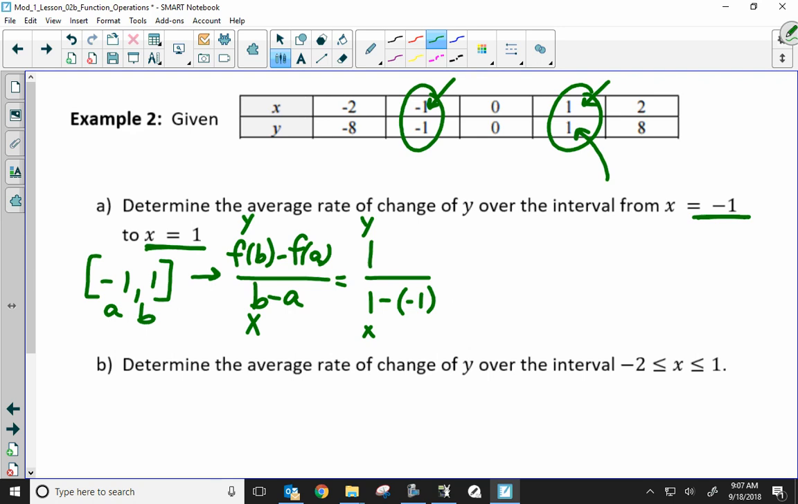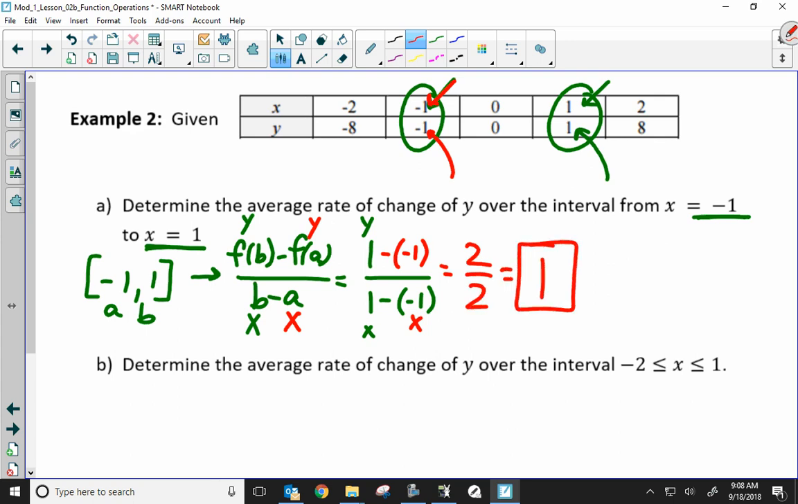1. All right? And again, when my x is A, what's my y value for that? So when x is negative 1, what's my y value? Minus a negative 1. Well, that's 1 plus 1. That's 2 over 2. That's a slope of 1 right there. The average rate of change is 1.